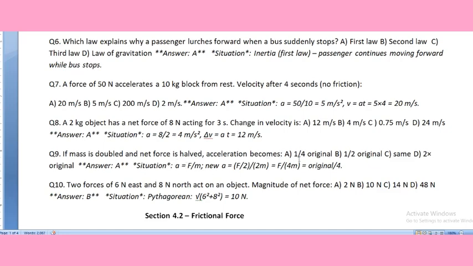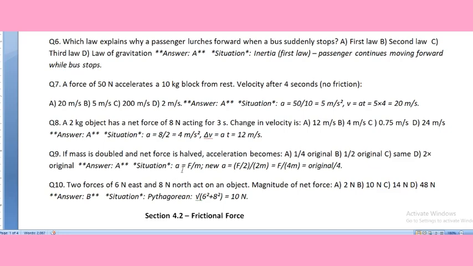Question number 9. If a mass is doubled and the net force is halved, acceleration becomes, choice A, 1 over 4 original, choice B, 1 over 2 original, choice C, the same, choice D, 2 times original.